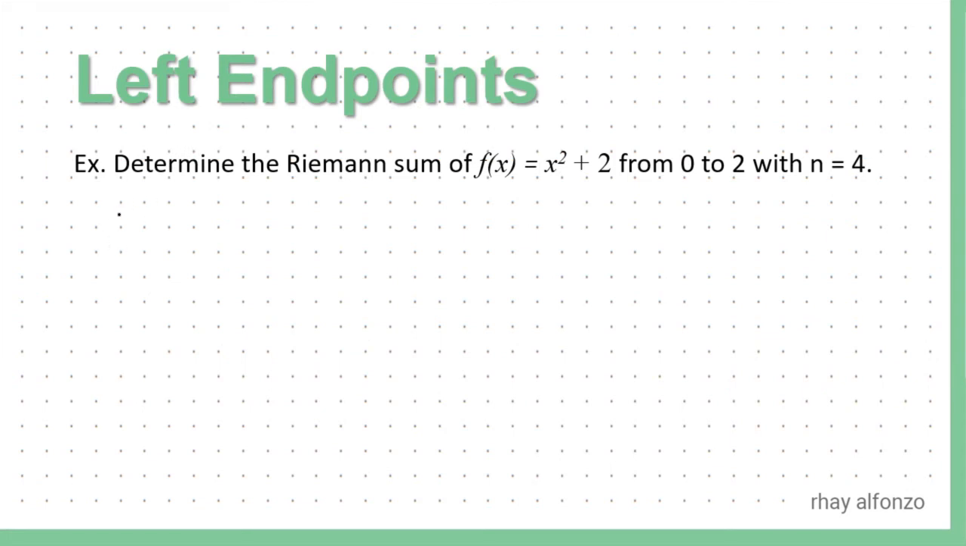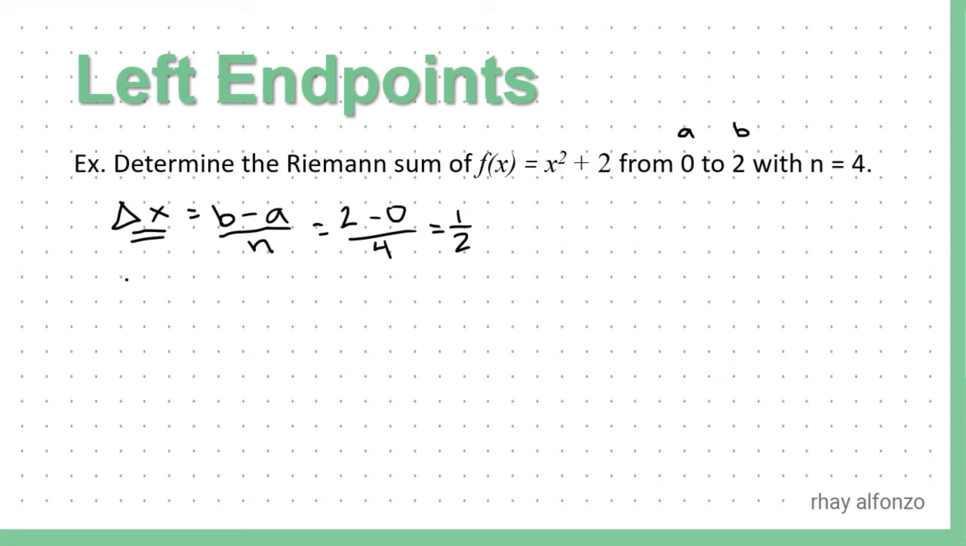So another example for left endpoints. Determine the Riemann sum of f of x is equal to x squared plus 2 from 0 to 2 with n is equal to 4. So here we're going to use 4 rectangles of equal width delta x, and delta x is equal to b minus a divided by n. So b is our upper limit and a is our lower limit. So b is 2 minus a, 0, divided by n, which is given, that is equal to 4. Simplifying, we get 1/2.